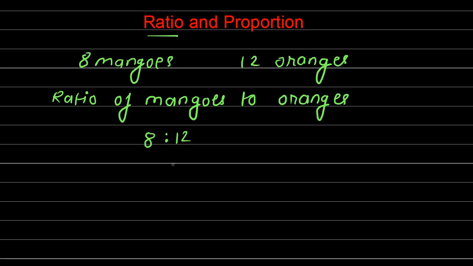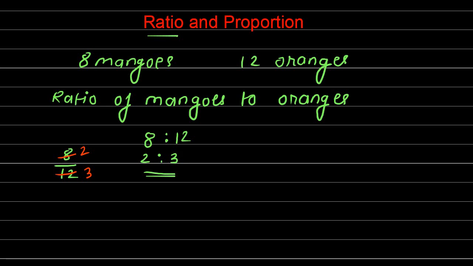And ratios can always be in simplified form. Now you must have learned what is simplified form or the lowest form in fractions. It's the same here also. So if I take 8 by 12, can you simplify this? If I simplify it, 4 times 2 is 8 and 4 times 3 is 12. So we have got this ratio as 2 is to 3. So 2 is to 3 is our simplified ratio. Whatever ratios you get, you must simplify them to get to the final answer.